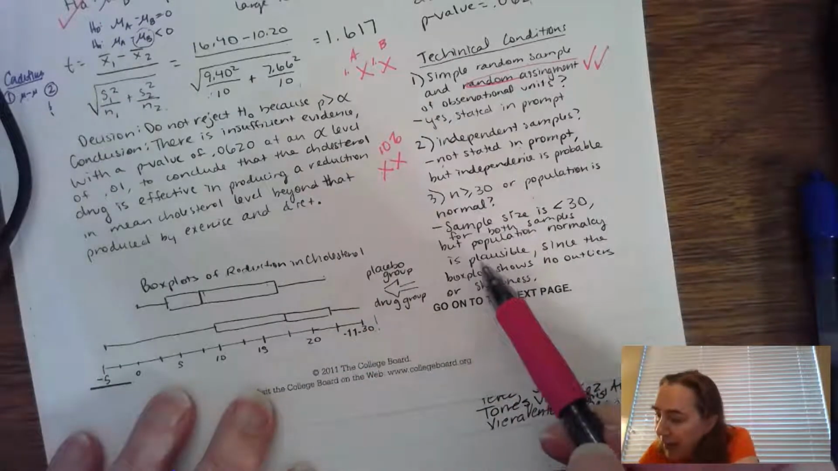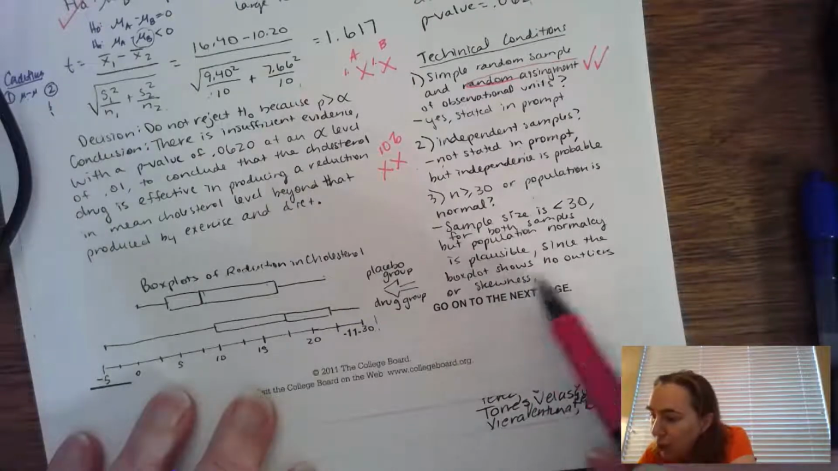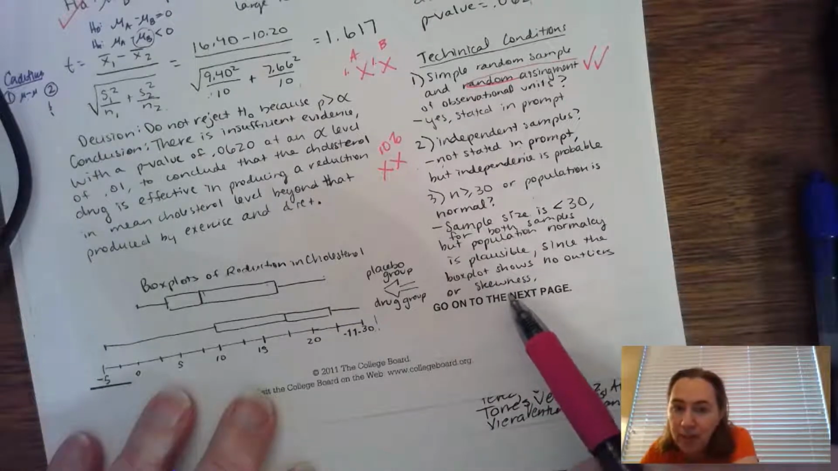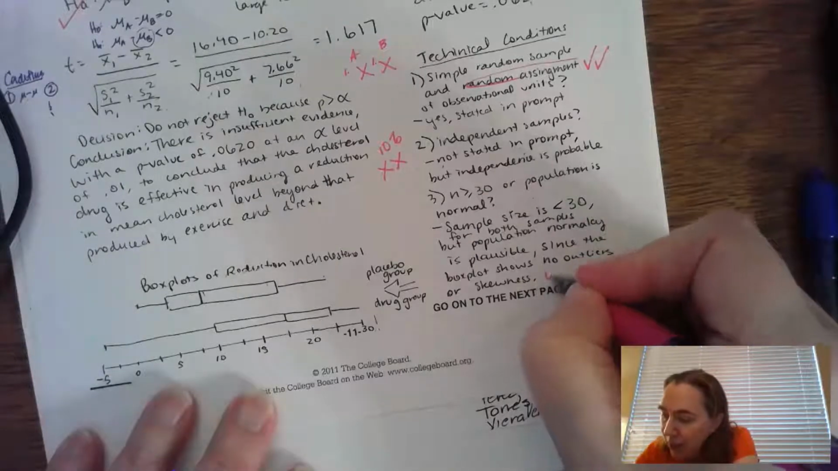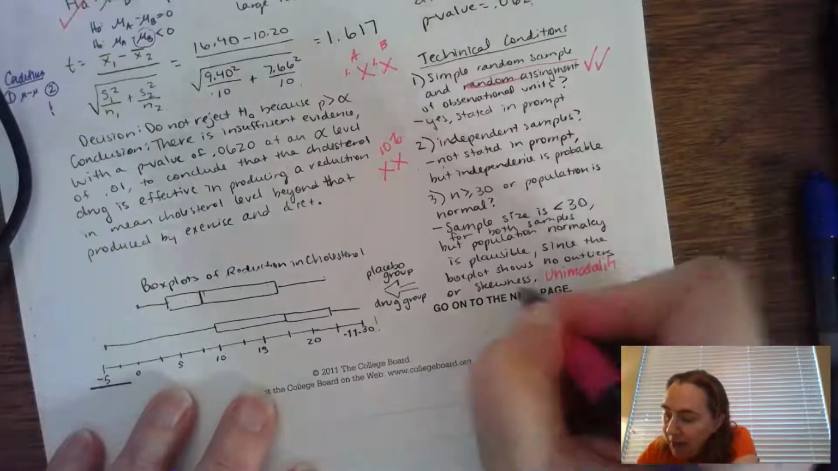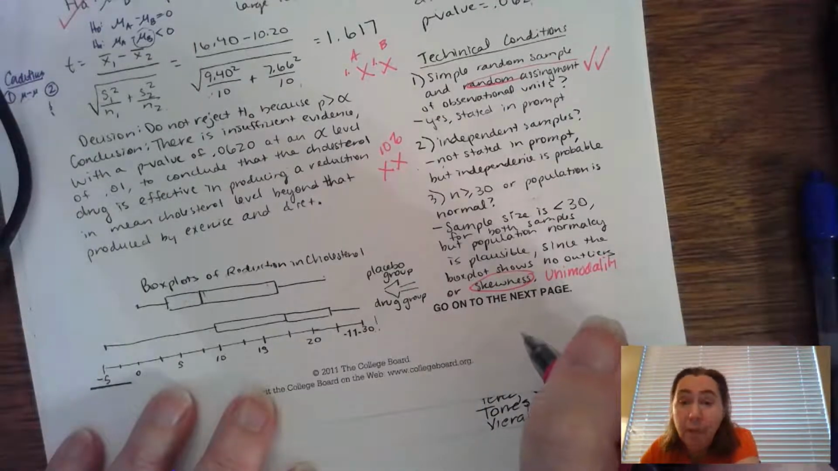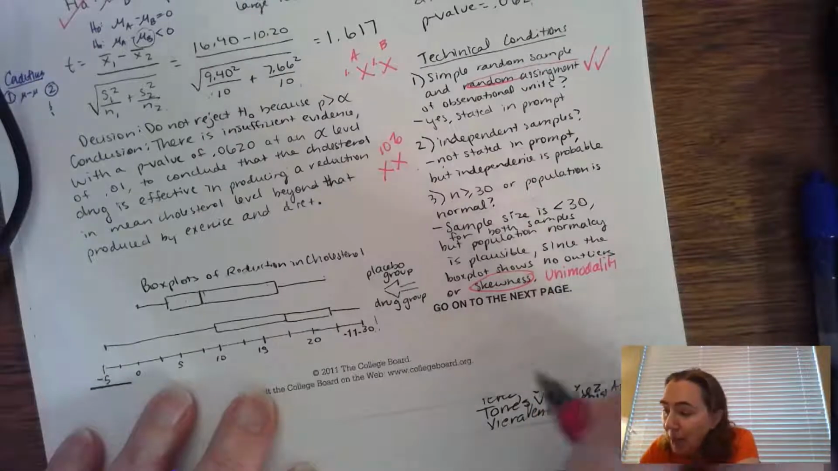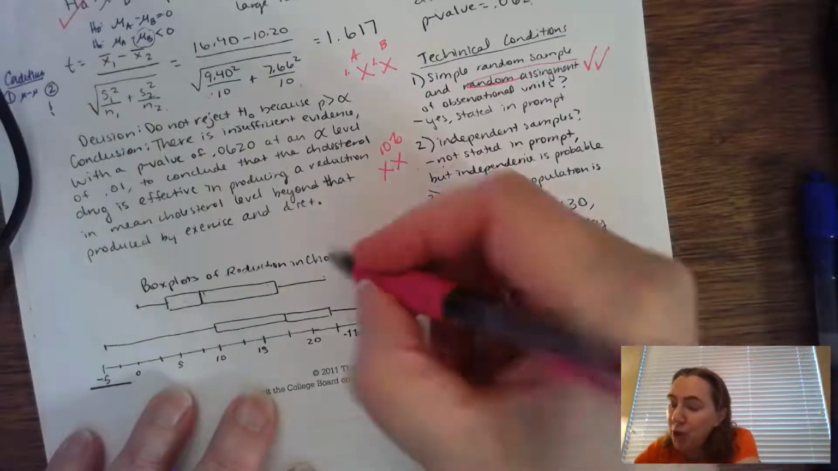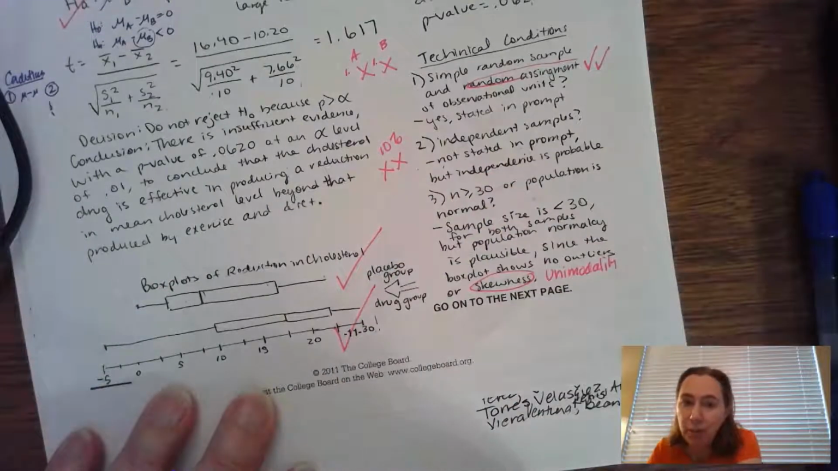They do say that both samples are plausibly normal, since the box plot shows no outliers or skewness, all right? I need to make sure I check for unimodality, okay? Now skewness, that means it doesn't show skewness, but you're looking for approximate symmetry. So I'm actually going to give this person 2 checks for doing the nearly normal condition because they did it for each one of the groups.